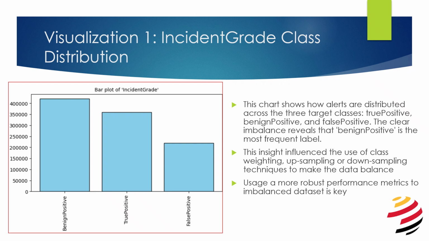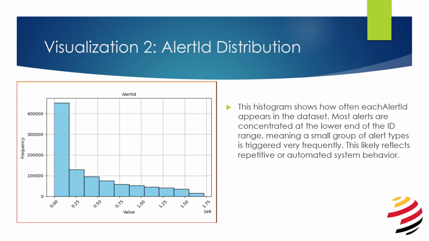Next, let's examine the distribution of alert IDs. This visualization gives us a closer look at the distribution of alert IDs in the dataset. As you can see, the vast majority of alerts are clustered at the lower end of the ID range. That means a small number of alert types are happening over and over again, possibly triggered by routine system activity or repetitive events like scheduled scans or low-risk detections.